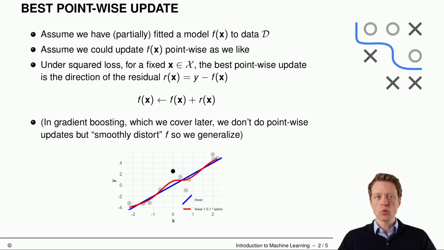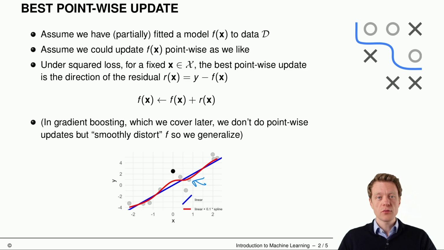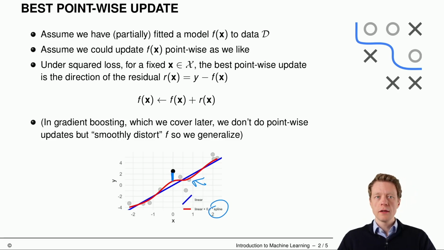So at a later point, we will speak about gradient boosting. And there we don't do these pointwise updates, but we try to come up with a function, this red function here, which is a deviation from the linear function with some spline, which improves over the linear function, but it's still a smooth model. But you can see the residual of the red function is smaller at x equals 0 than the residual of the linear function.